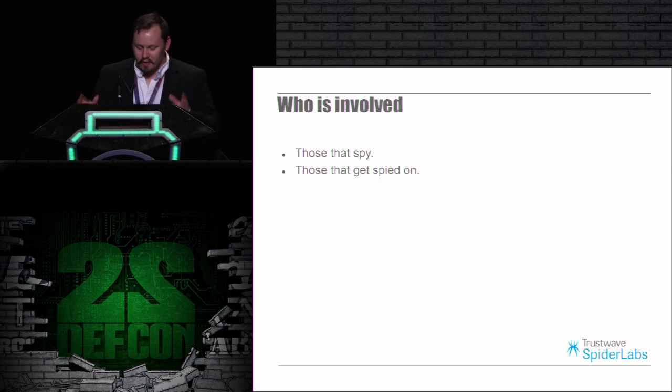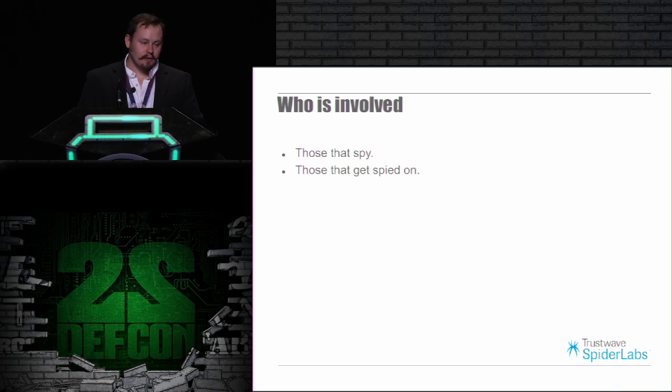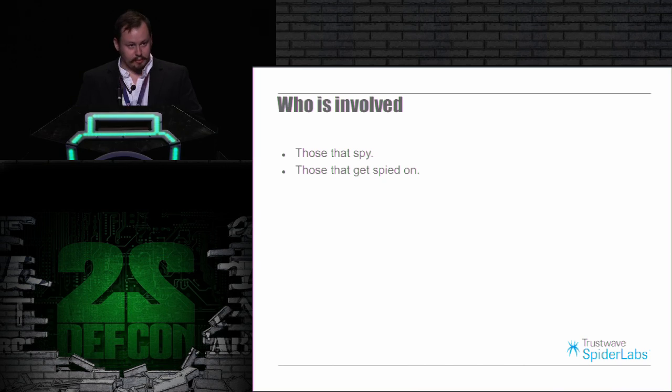So, foremost, let's understand who is involved in this matter. These are surveillance states. They're looking at what people are doing. People don't feel good about that. So there are spies and those that are spied on. It's simple. Spies can spy on other spies, but those are the two factors in this matter. Somebody's either listening in or somebody's being listened to.